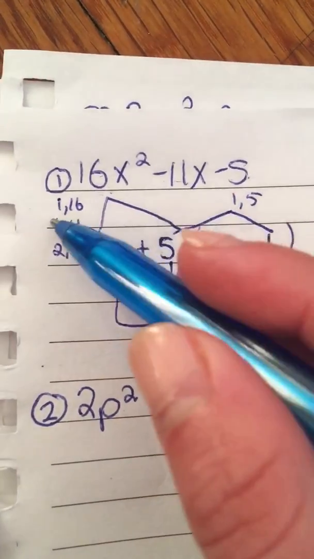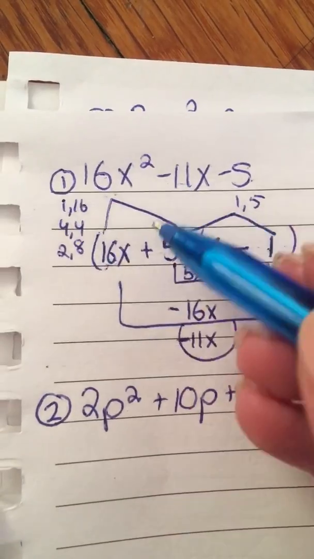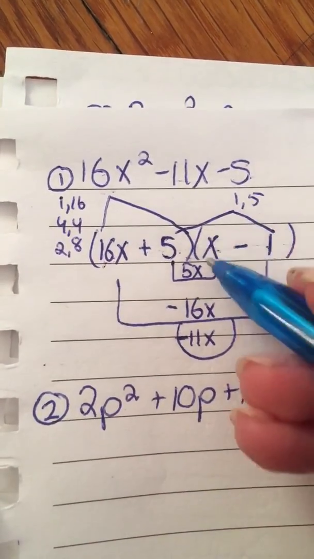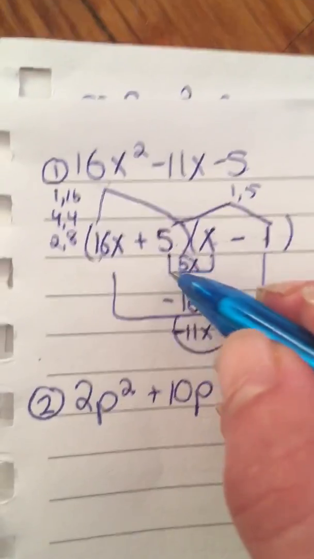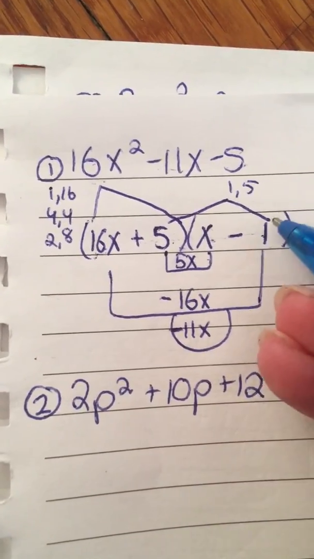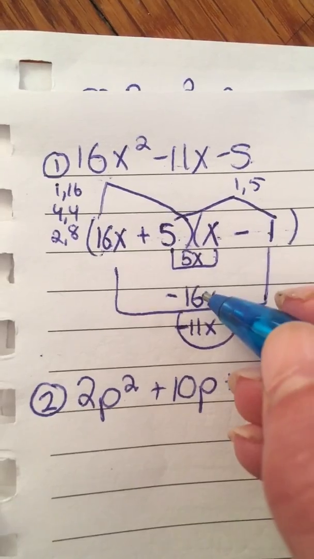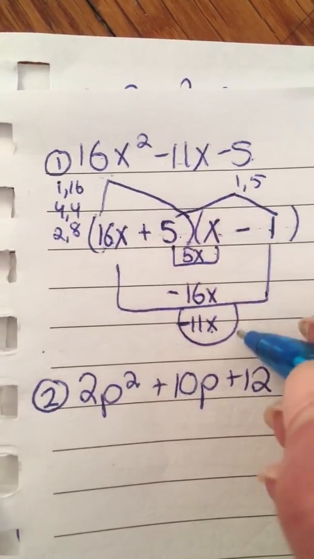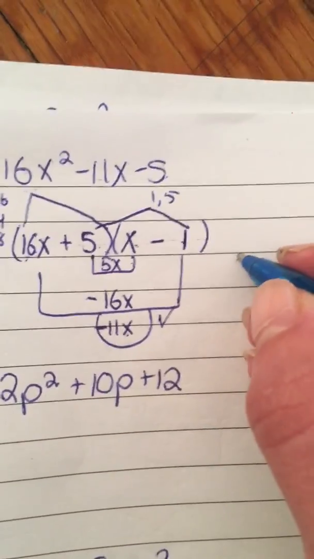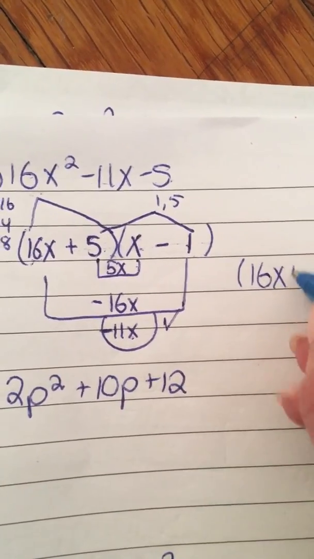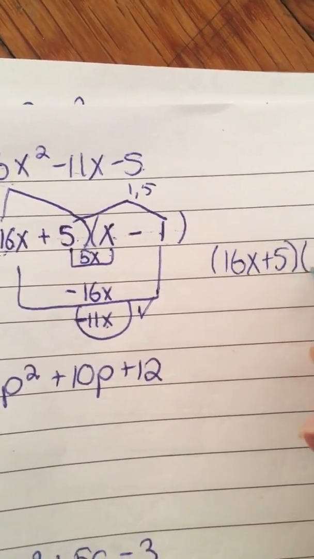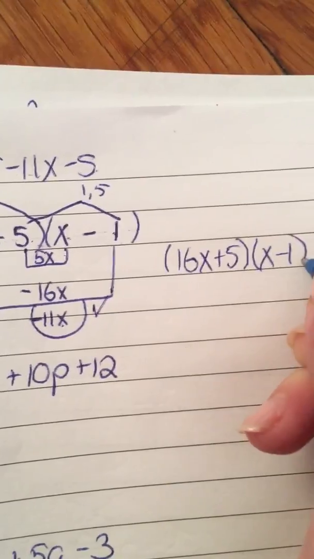And then I played around with the front. And it worked out the first time that if I put 16 and 1, when I did my inner product, I got 5x. My outer product was negative 16x. And then 5 minus 16 is negative 11x in the center. So that's how you write your final answer. 16x plus 5 times x minus 1.